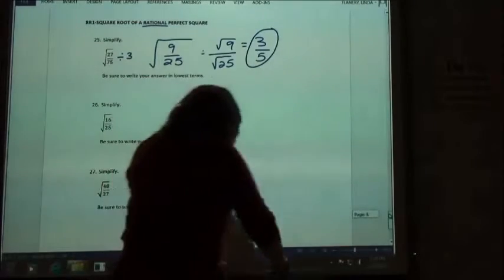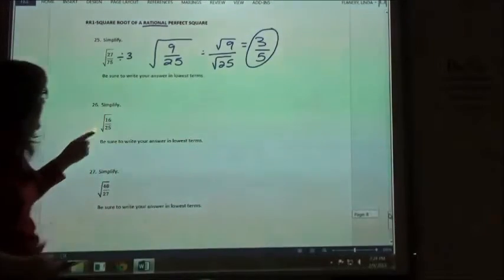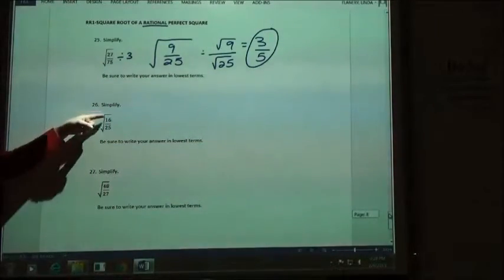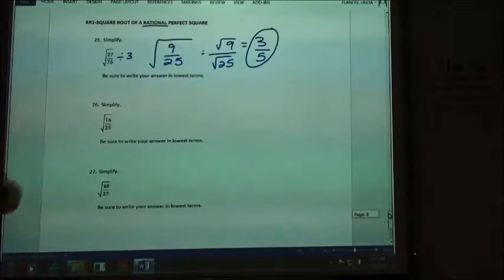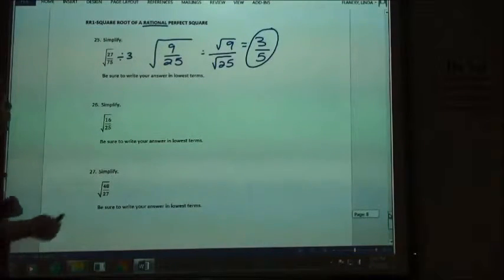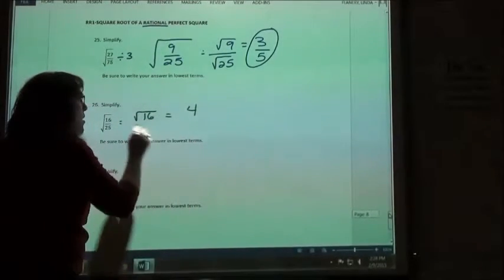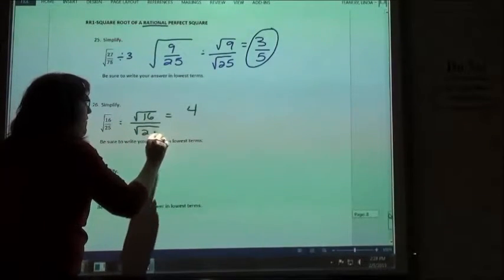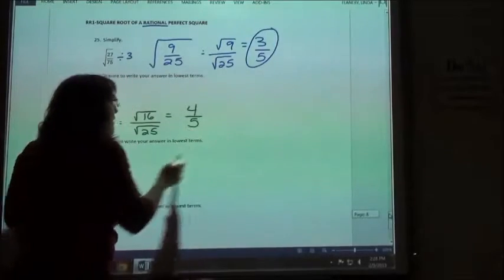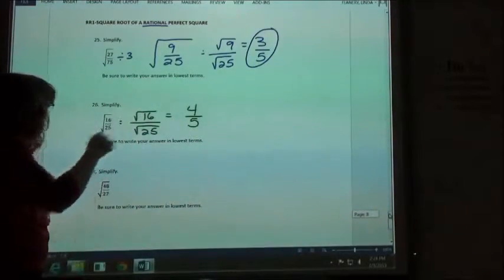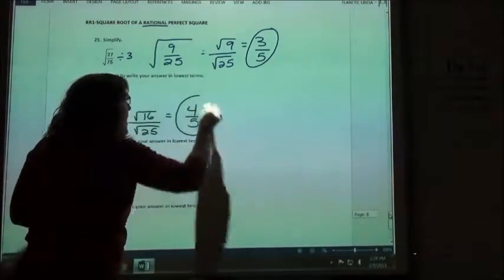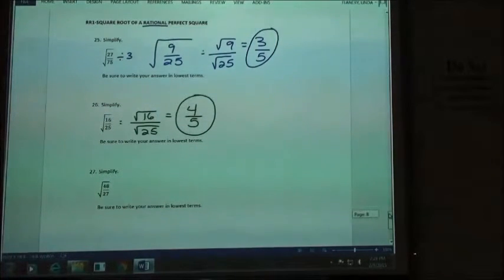Now, in number 26, we have the square root of 16 over the square root of 25. Those values are already perfect squares, so I just go ahead and do my square roots. The square root of 16 is 4. The square root of 25 is 5. I've gotten rid of the radical, the square root sign. I can't reduce my fraction, so 4/5 is my answer.